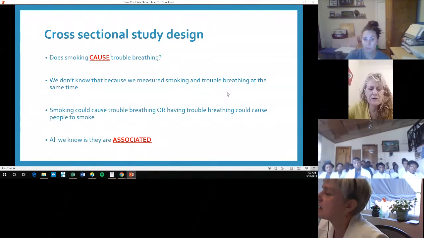Okay. We could interpret it in two different ways. Either smoking could cause having trouble breathing, or having trouble breathing could cause people to want to smoke.